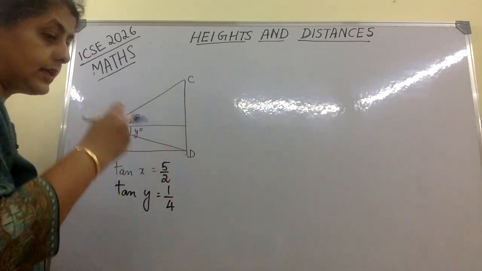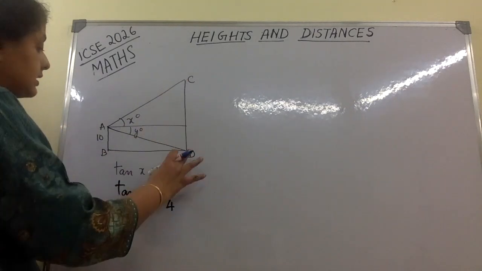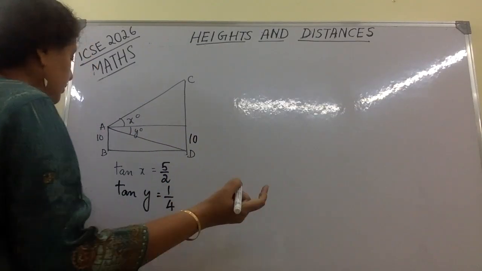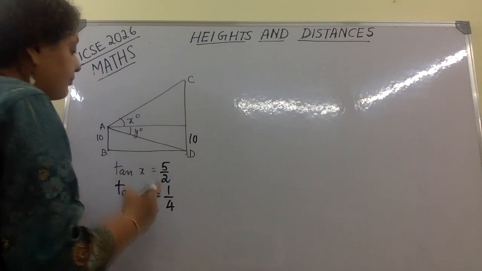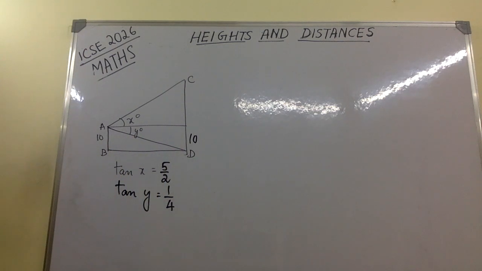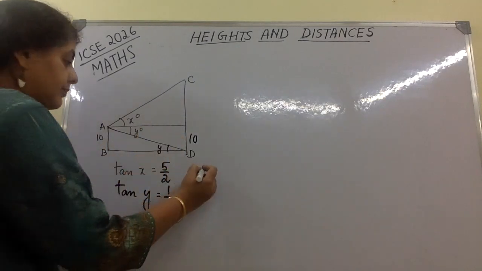They didn't tell us the angle. Okay, what do we have to find in this sum? We have to find the height CD of the tower. Now again, if this is 10, this becomes a 10, because it's a rectangle. And if this is angle y, then this is our angle y. Now we can start with the sum.